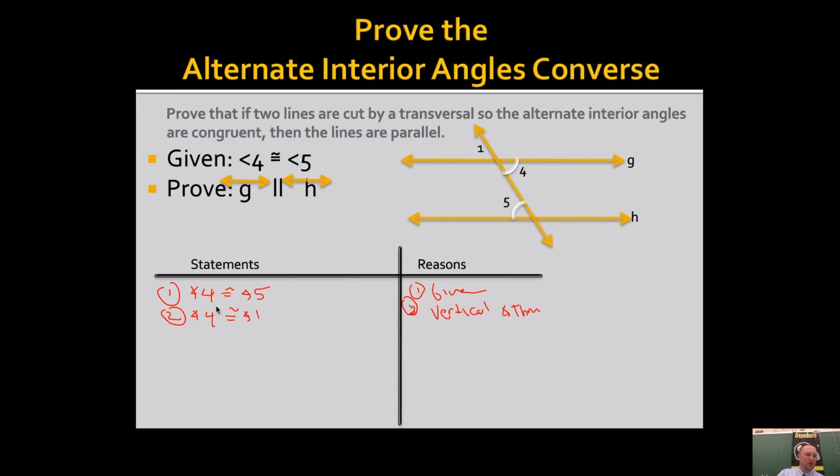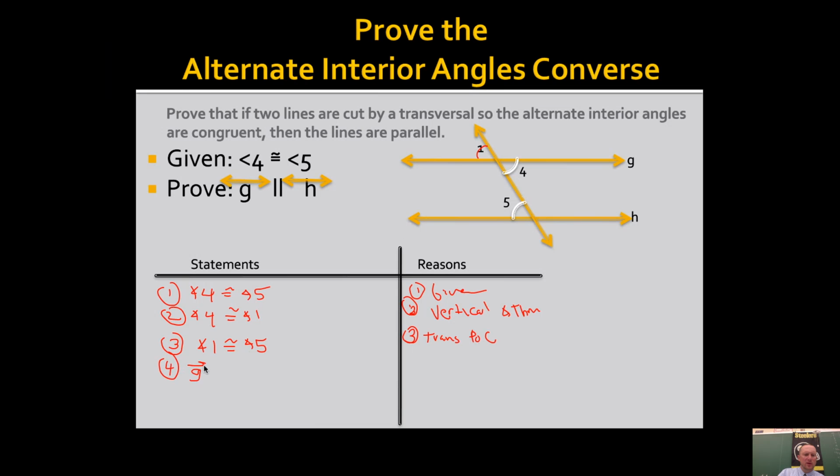Now, if you have two different angles that are congruent to the same angle, what do you know about those two angles? They're congruent to each other. That's the transitive property of congruence. So we just showed that angle 1 is congruent to angle 5 as well. Well, those are corresponding angles. And if they're congruent, the postulate says that the lines are parallel.